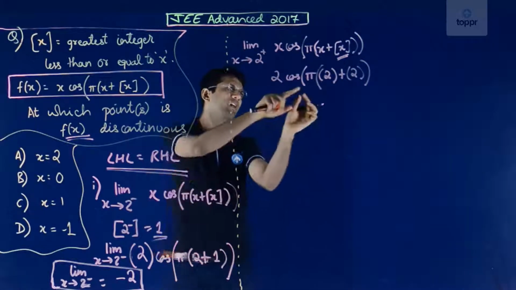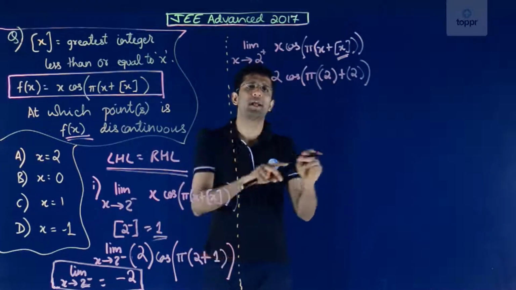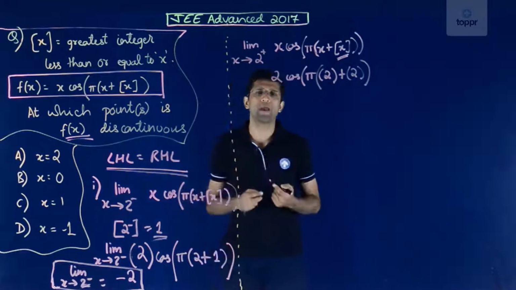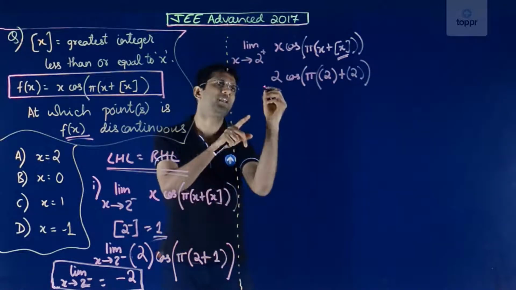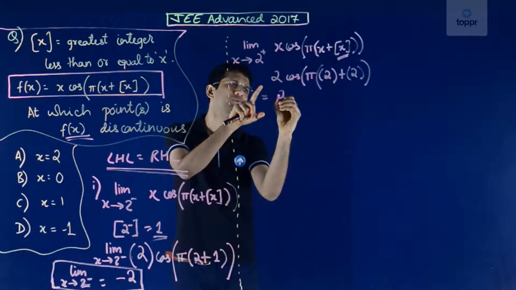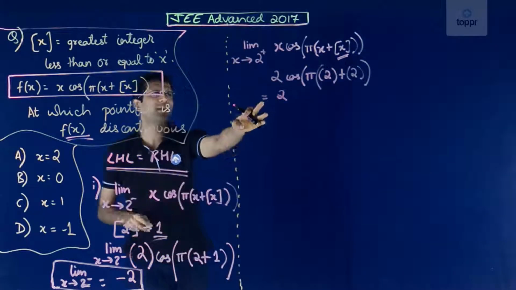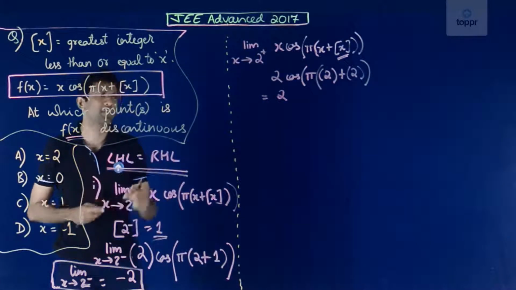Now note that here we get cos of 4 pi. And we know that cos of 4 pi is the same as cos of 2 pi, which is further equal to cos of 0, and it is equal to 1. And so the value that we get is 2 into 1, that is 2. So we have obtained the right-handed limit of this function as x tends to 2 is equal to 2.